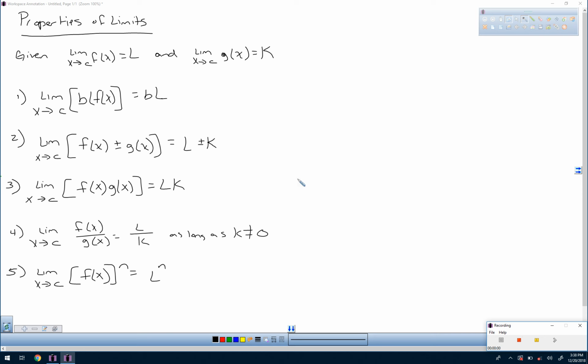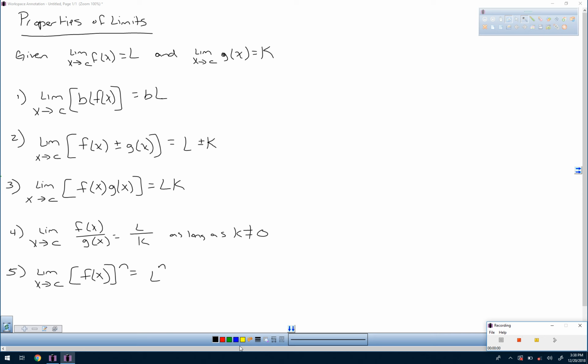The third one is called the product property, and basically it says if you wanted to find the limit as x approaches c of f of x times g of x, then that value would simply be L times k. Number 4 is called the quotient property, and if you want to find the limit as x approaches c of f of x over g of x, then that would just be L over k, as long as k is not equal to 0, because remember, you can't have it be undefined. And then finally, the power property, number 5: the limit as x approaches c of f of x raised to the nth power would simply be L to the n.